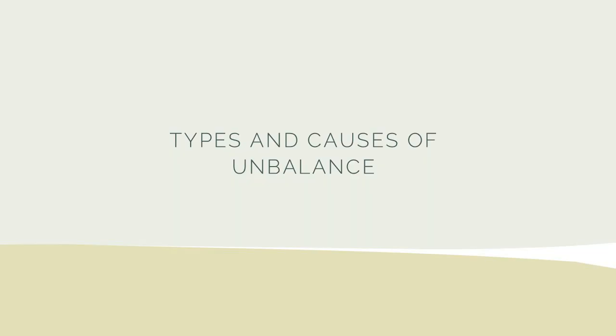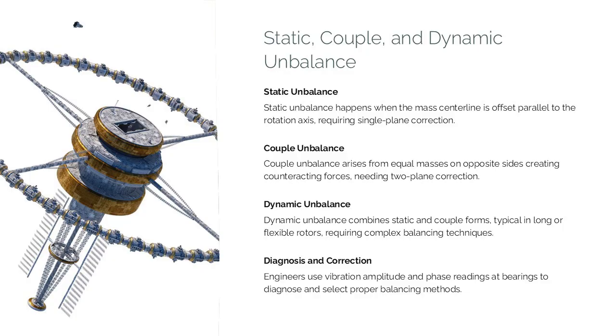Static, couple, and dynamic unbalance, causes of unbalance. Unbalance manifests in three fundamental forms: static, couple, and dynamic. Static unbalance occurs when the mass centerline is offset parallel to the rotational axis, producing a single-plane correction requirement. Couple unbalance arises when equal masses on opposite sides of the rotor produce counteracting forces, requiring two-plane correction.